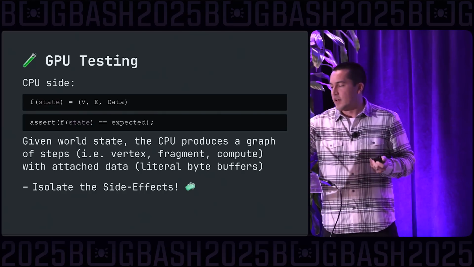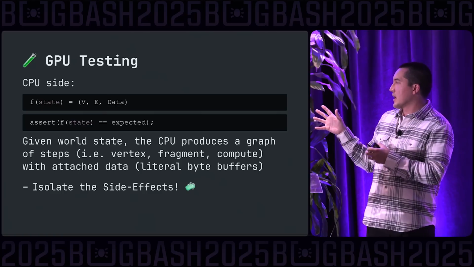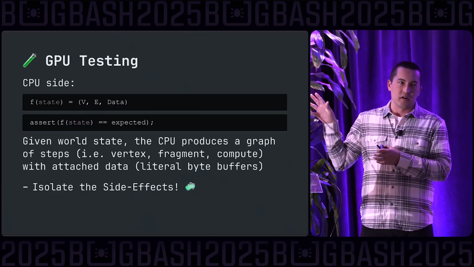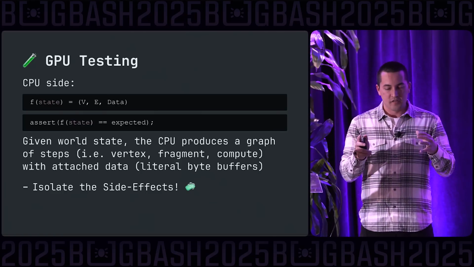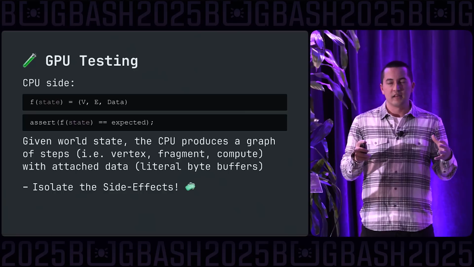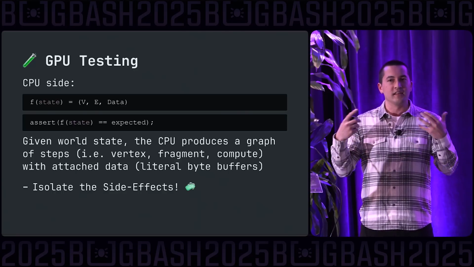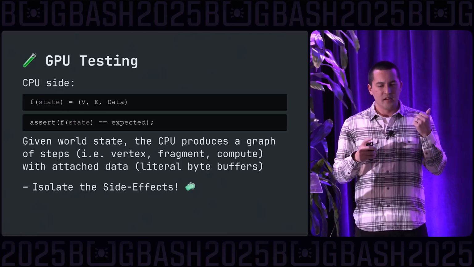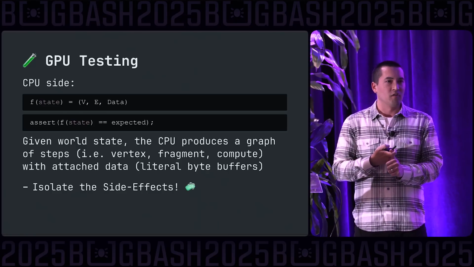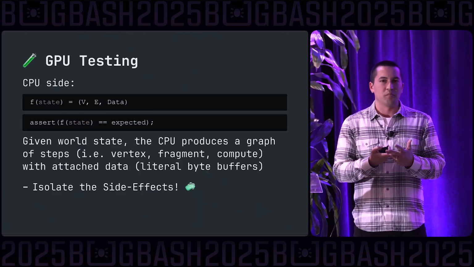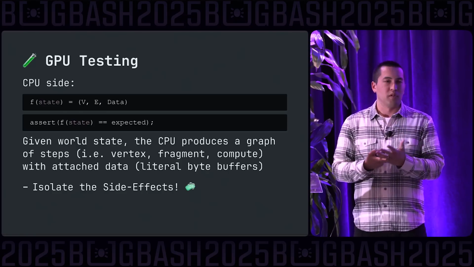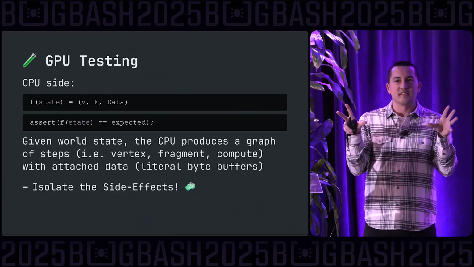The work the CPU does in preparation for the GPU can be roughly thought of as this top function. It's a function that takes in some sort of state of the world. If you're doing rendering, this might be called the scene state. It's what monsters are on the level, where are they, where's the camera, where's the player, what planet am I on? That's the scene state that exists.